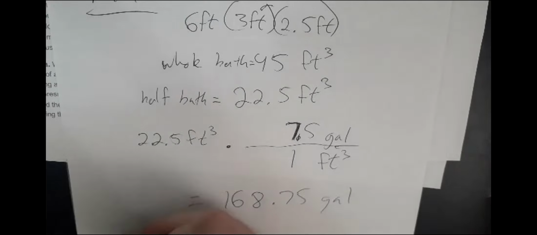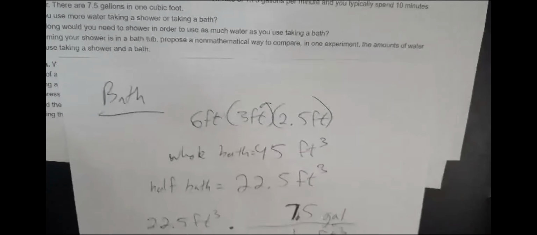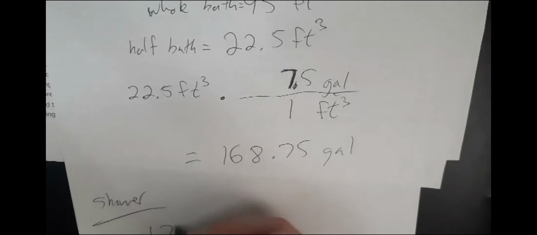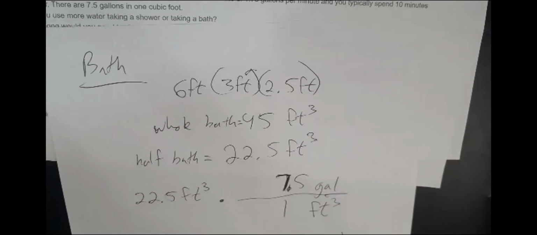And then the next thing. What about taking a shower? So the shower head has a flow rate of 1.75 gallons per minute. So they tell us 1.75 gallons for every 1 minute. And I'm setting this stuff up kind of smart because I know I want to end up with something in gallons. So now I need to know just how much time it's going to take me to shower. What did they say about the shower? 10 minutes in the shower.